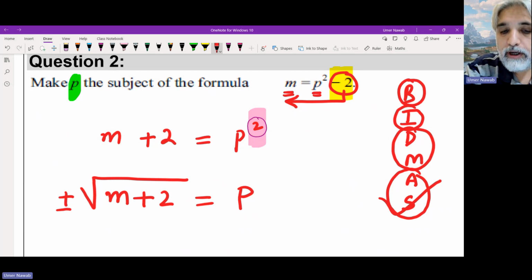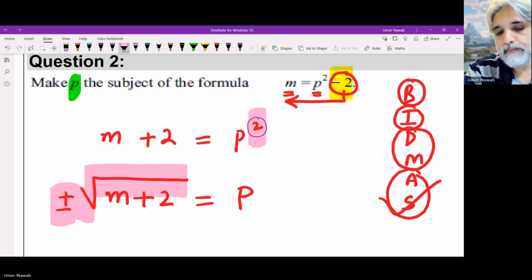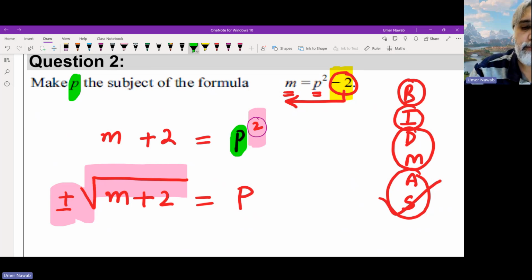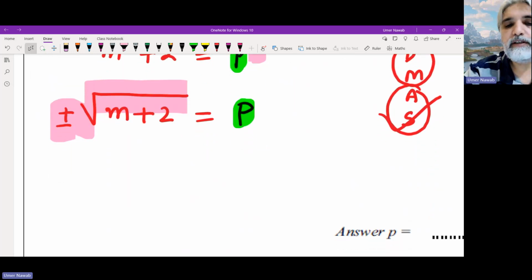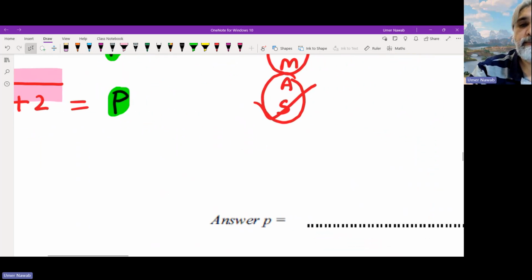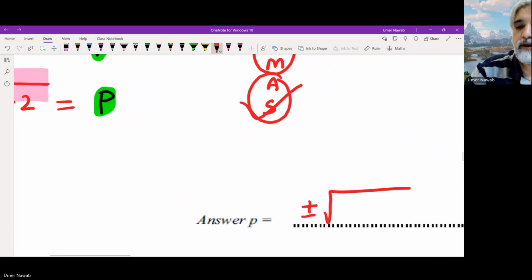The removal of square results in a square root with plus minus sign. And this was my aim, to make P as a subject. And finally, you see P is alone now. And on the other side, I got plus minus square root of M plus 2.